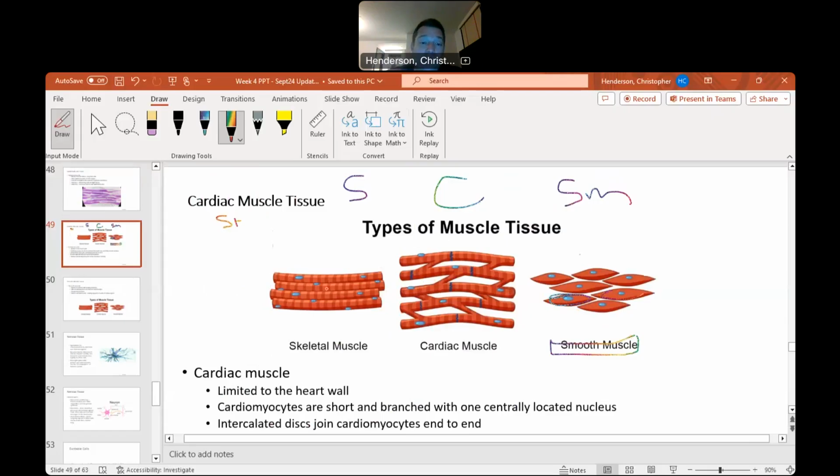Now, both of these have striations. How do you tell the difference between skeletal and cardiac? Well, you see these things right here, these dark lines? These are called intercalated discs. And what intercalated discs are, these are called gap junctions. We're going to learn about them in the junction section. These gap junctions allow stuff to pass from one cell to another.